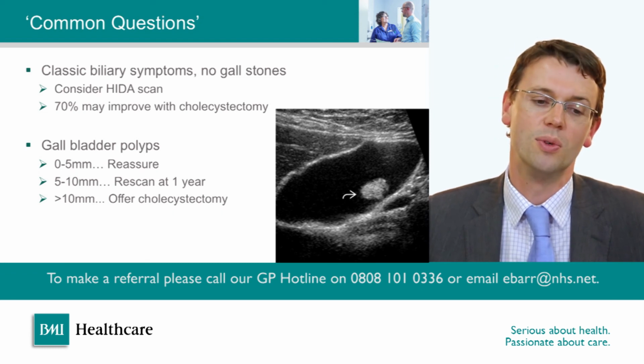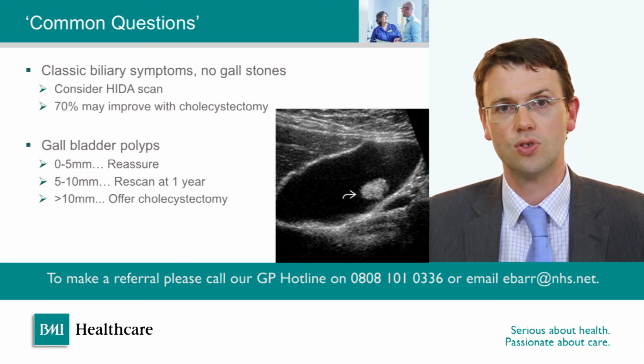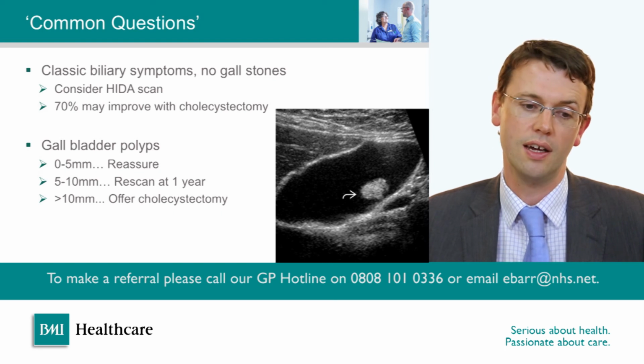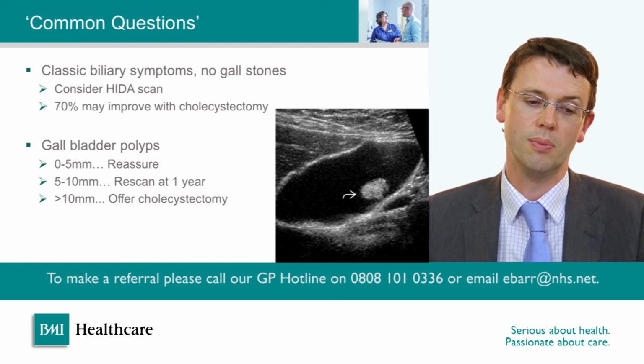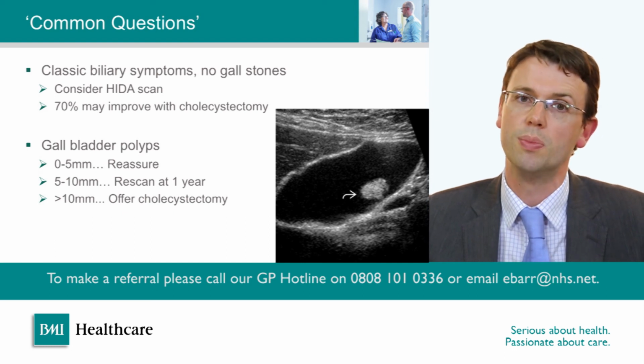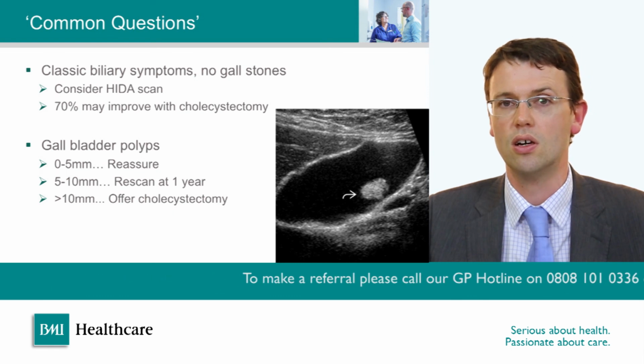The other area that we commonly get asked about is gallbladder polyps, often picked up on ultrasound and often asymptomatic, in which case you'll see on the slide a bit of guidance as to how we manage them. Essentially between 5 and 10 millimetres they can be managed with repeat scans in the community, but above 10 millimetres we'd recommend cholecystectomy.